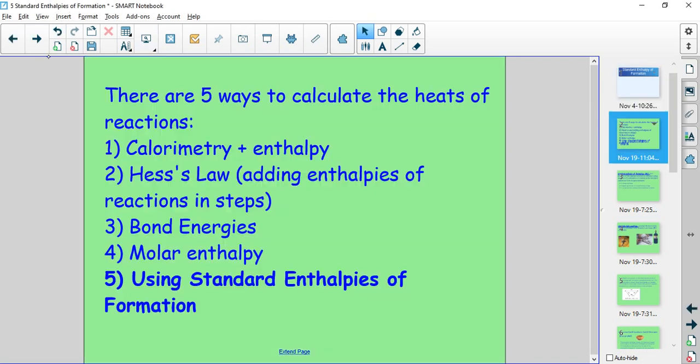Okay, so again, summarized here, we have seen, right, we talked about calorimetry and enthalpy. We've just finished talking about Hess's law. Bond energies we still have to do. We have talked about molar enthalpy, right? So we've practiced this. We should practice it some more, but we've talked about that. And today we're going to do this.